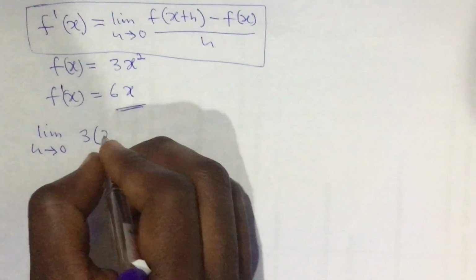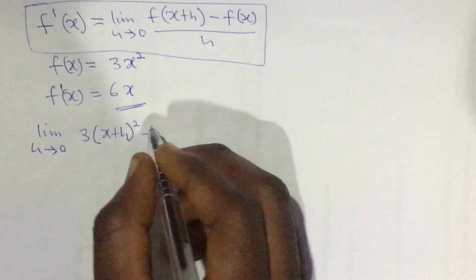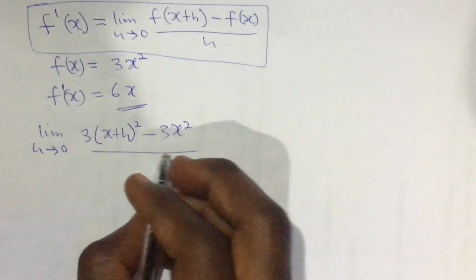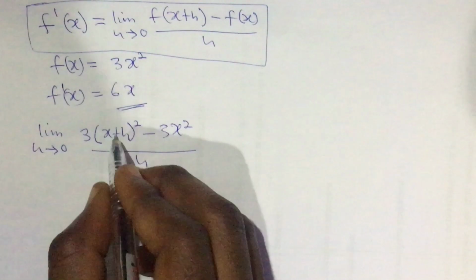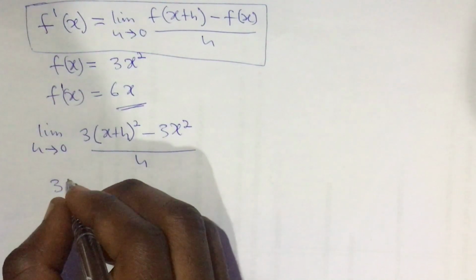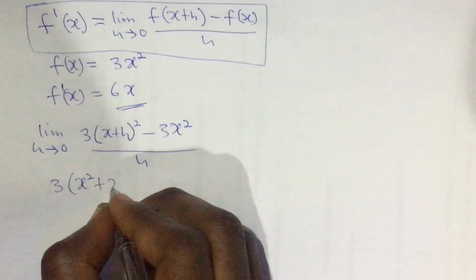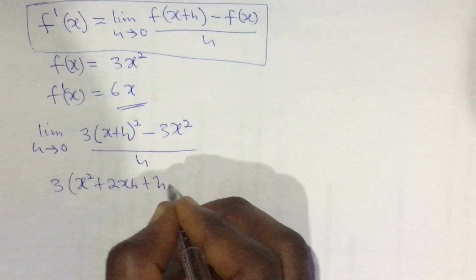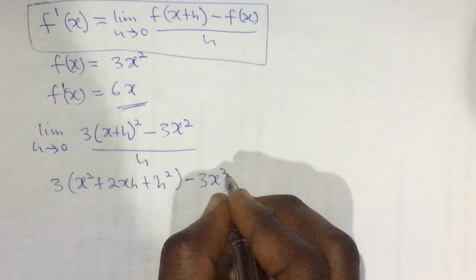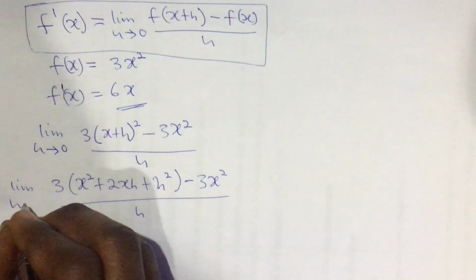Remember, anywhere we see x, we're going to put x plus h, then we square it because our x here is carrying a square, then minus, we're already given our f of x to be 3x squared, all over h. So by the time you open this bracket, you're going to have 3 times (x squared plus 2xh plus h squared), close brackets, then minus this 3x squared, all over h. Don't forget your limit as h approaches 0.